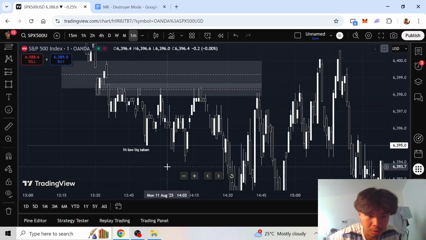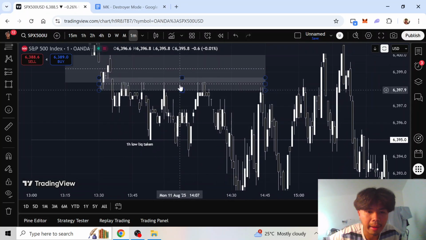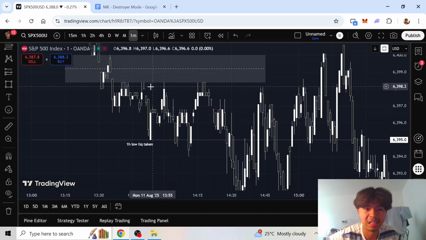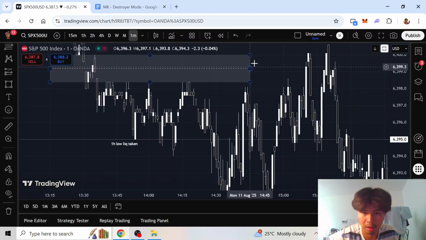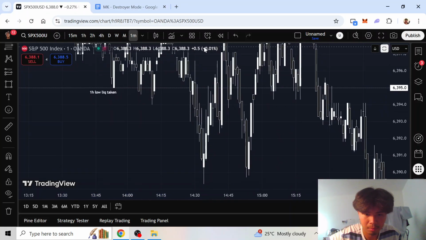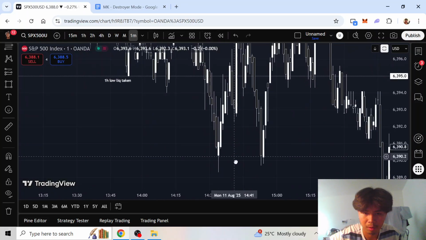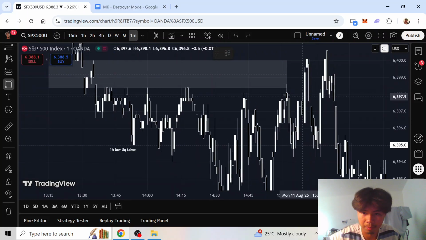So the first low has been taken over here, and the thing that caught my attention was this 15-minute fair value gap, which has been retested 5 times. Yeah, this is the 4-hour low, so keep an eye on that as well. This area is the key area.